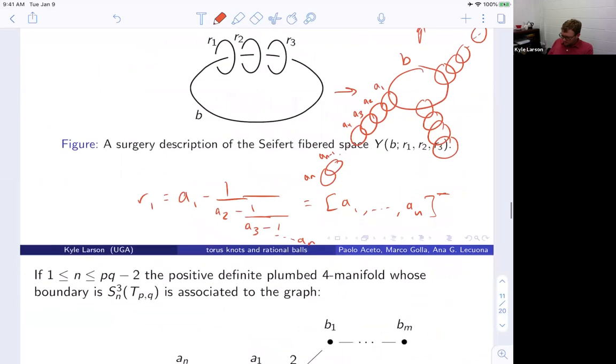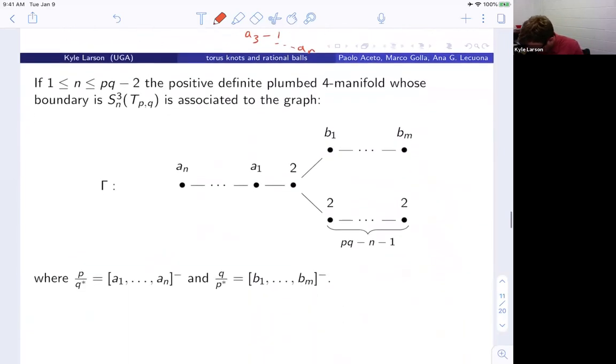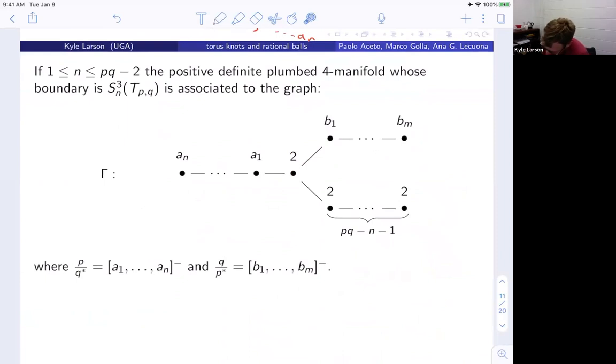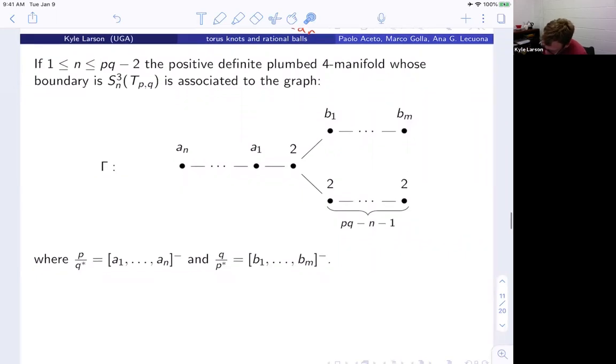So I'm basically out of time. I'll just show the same picture. What I'll resume talking about next week is we'll go back to this classification, and I'll restrict to the case that N is between 1 and PQ minus 2. So this is going to be a Seifert fibered space with three singular fibers, as the above theorem says. And this will be the corresponding plumbing graph. The argument proceeds by considering embeddings of the corresponding lattice, and this is what I'll discuss next time. But let me go ahead and stop there for today.